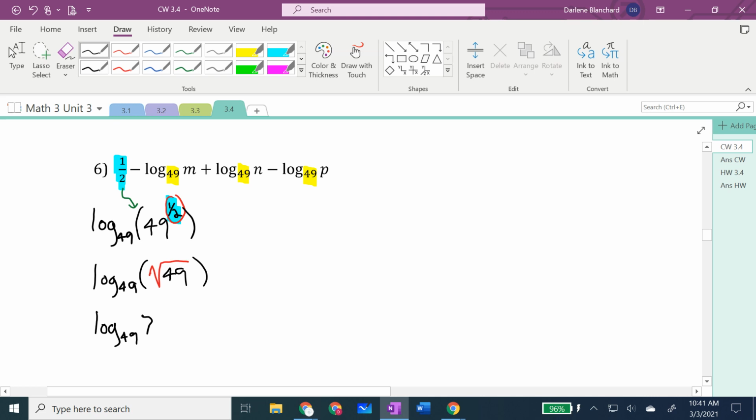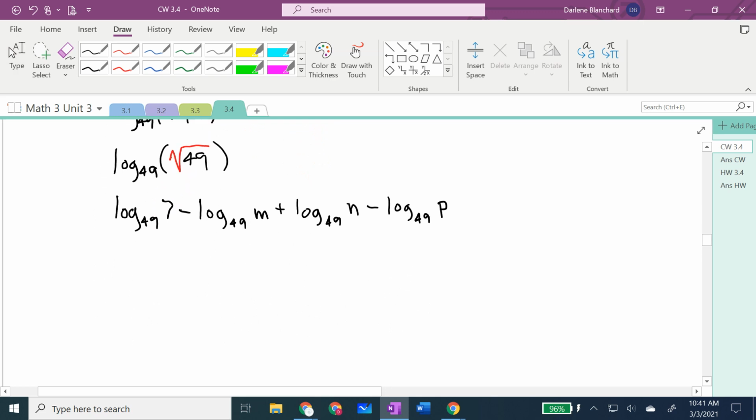So that 1/2, it took a while to play with it, but it is the same thing as log base 49 of 7. And now I'm going to write the rest of what's there, minus log base 49 of m plus log base 49 of n minus log base 49 of p.